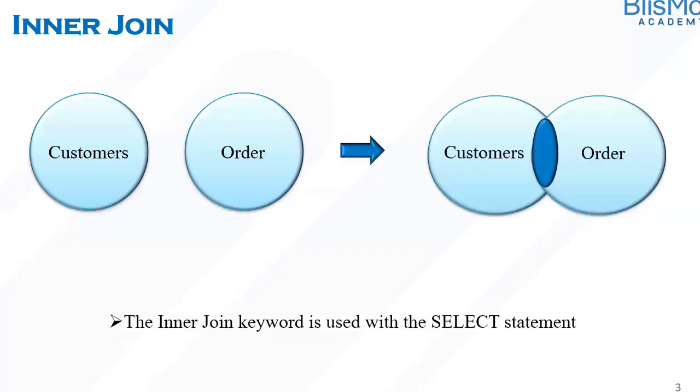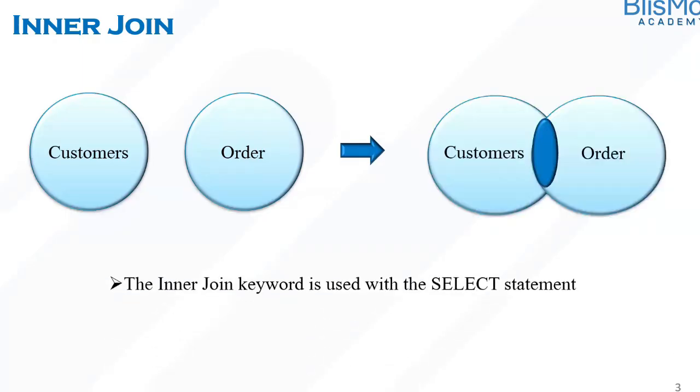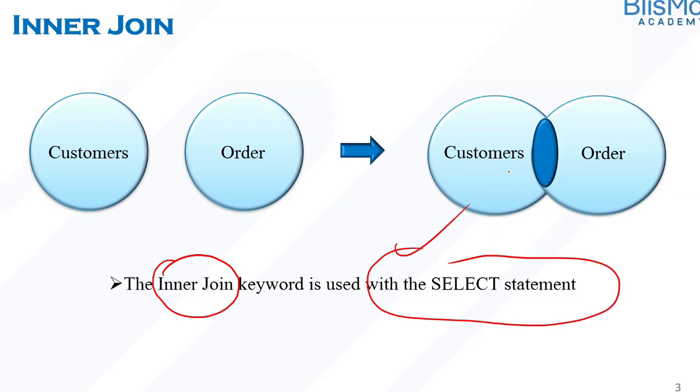Now here are some important aspects. In order to join two tables, you need to use a join keyword. In case of inner join, you say inner join. The inner join is used with the select statement, and you always write the inner join after the from clause. And inner join is the default join.